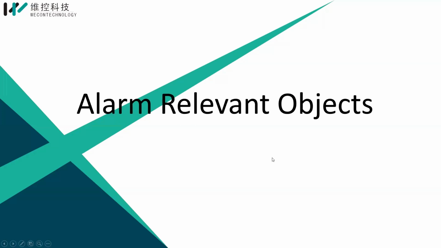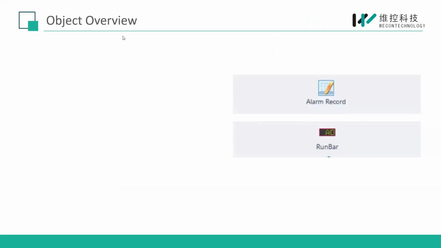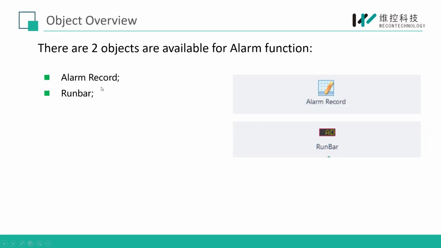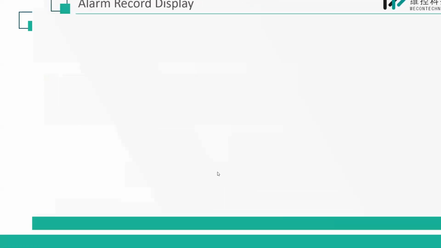In the alarm relevant objects. So how can we see this alarm on the alarm display? The alarm we have set up, how will it be displayed on the screen? So you have to use these two objects, alarm record and run bar. These two objects are available for alarm functions.